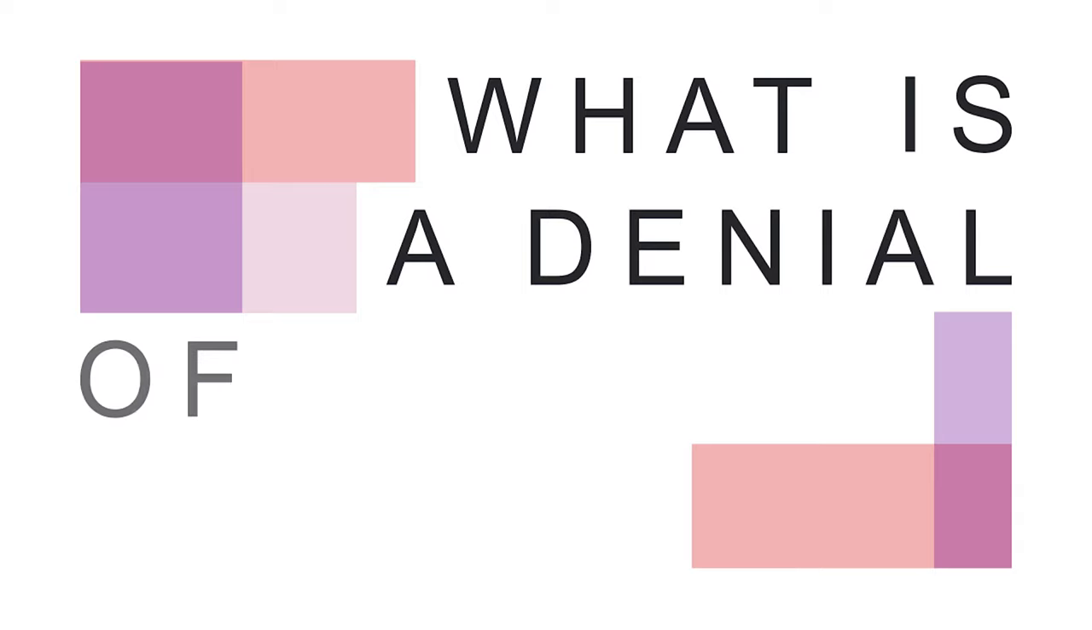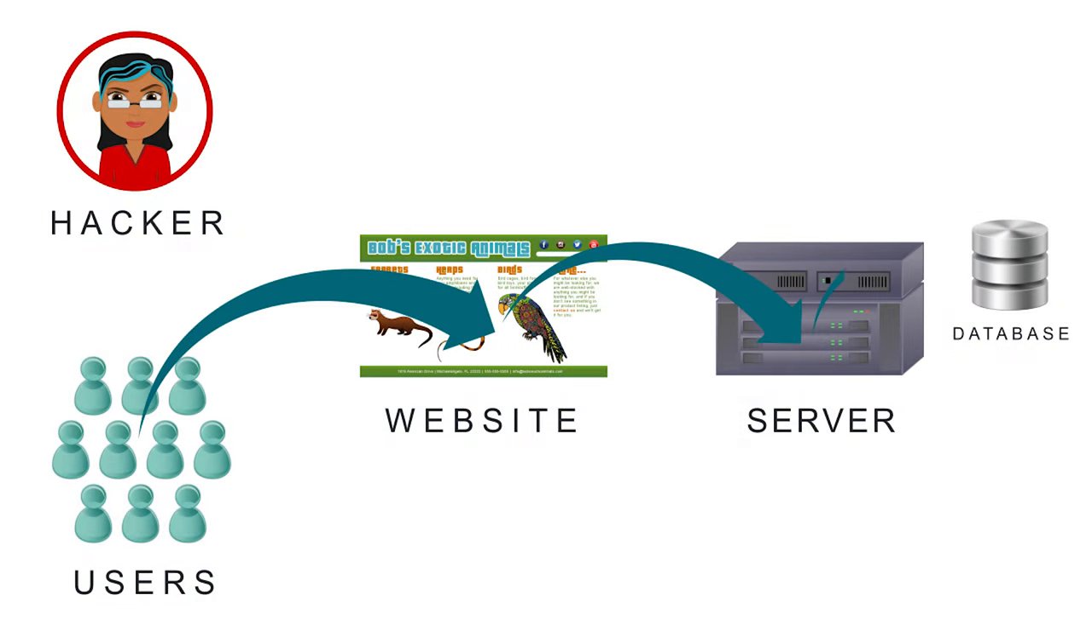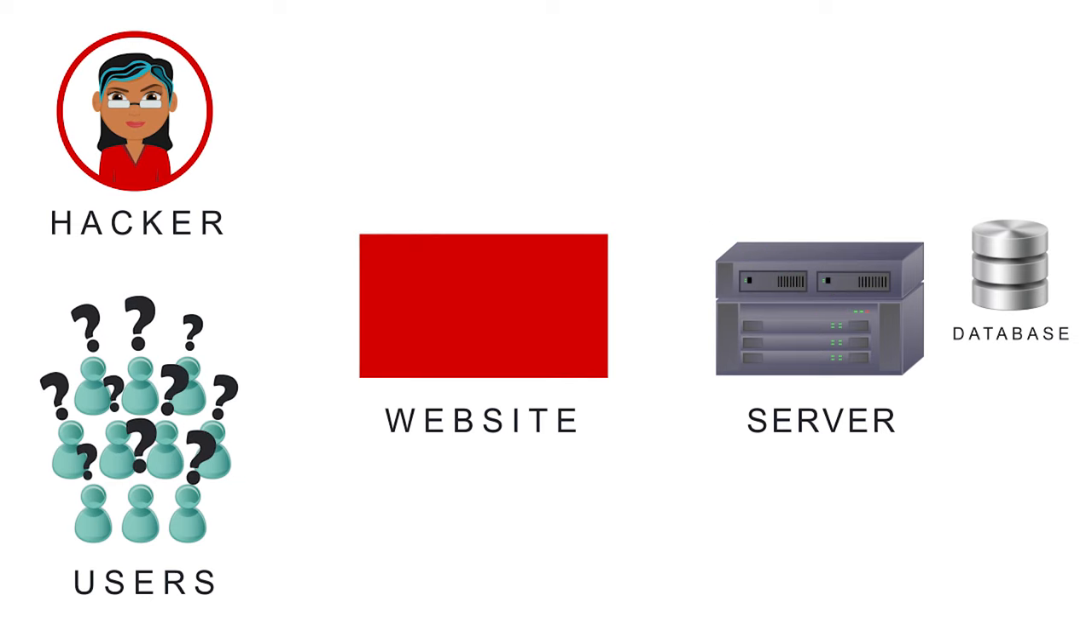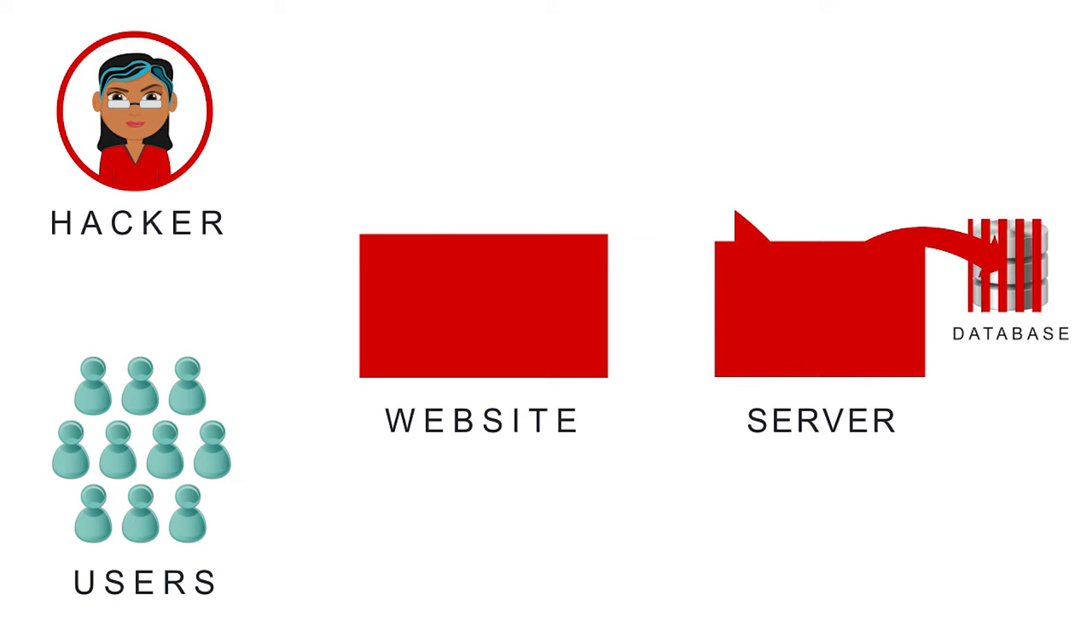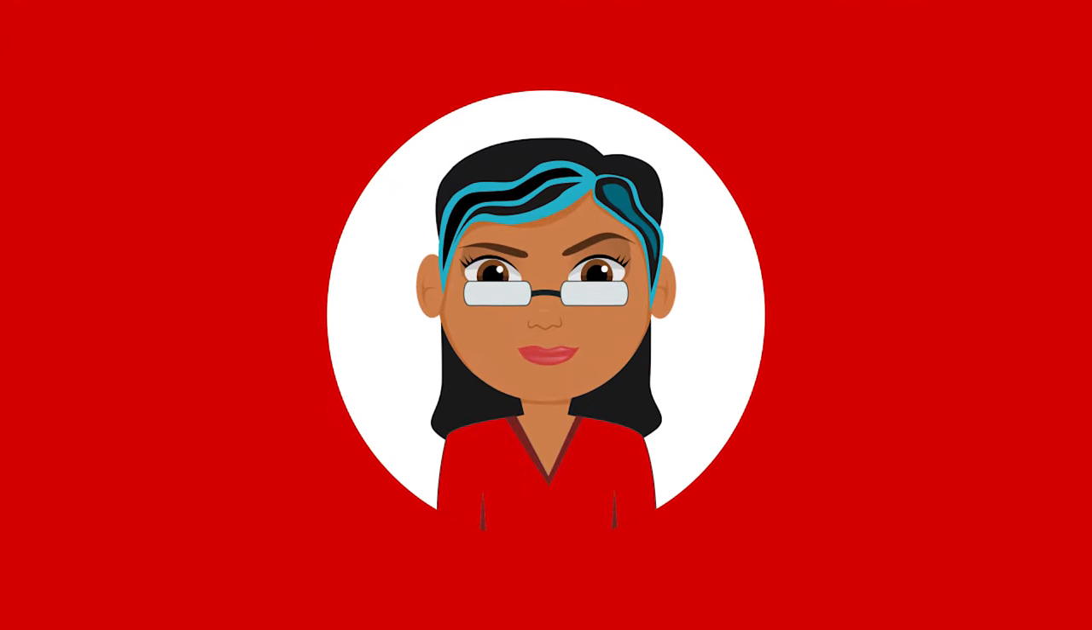What is a denial of service attack? During a denial of service attack, a hacker denies a service to authorized users. In addition to an outright denial, it may also involve delaying time-critical operations by preventing a machine, a server, or an entire network from responding to a user's request.